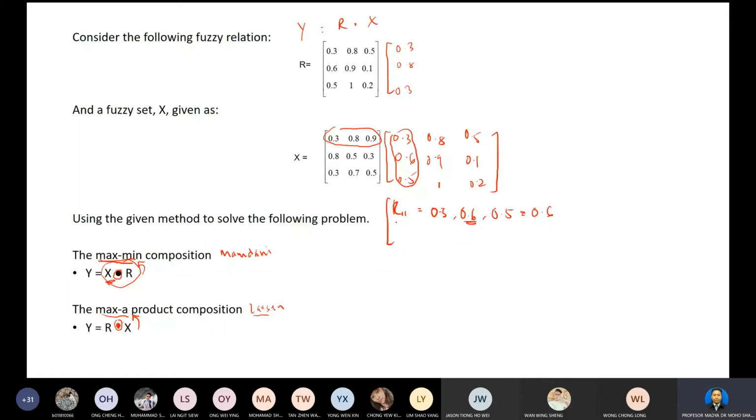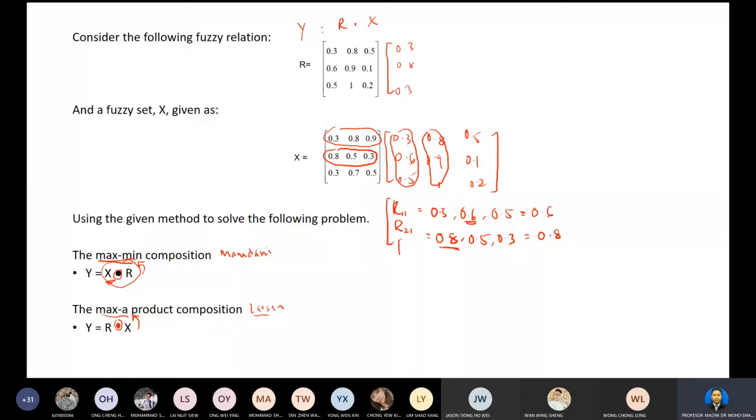Next, we try another one, R21. This row is compared with this column. For example, 0.8 and 0.8, the minimum is 0.8. 0.5 and 0.9, so 0.5. 0.3 and 1 is 0.3. Then select the maximum, and the answer is 0.8.